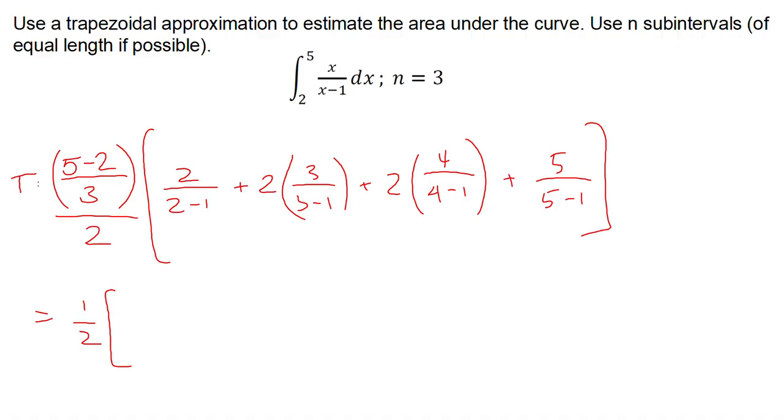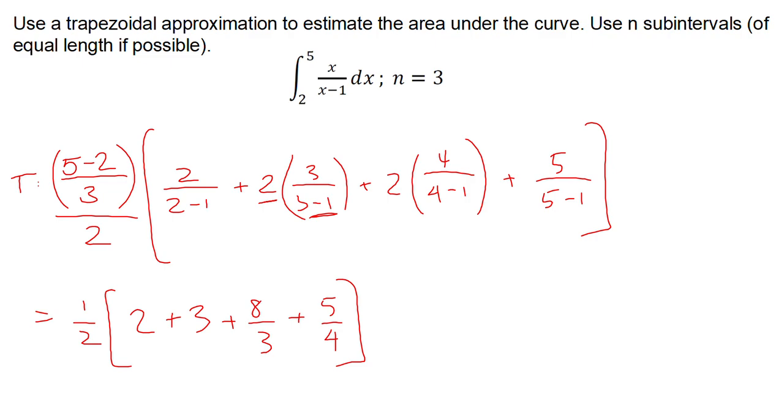2 over 2 minus 1 is just 2, right, 2 over 1. And then we've got 3 minus 1 over here, and the denominator is a 2. That cancels with this 2, so that's just plus 3. And then we've got 2 times 4/3, so that'd be plus 8/3. And then we've got plus 5/4. So it looks like within there, the common denominator is going to be 12.